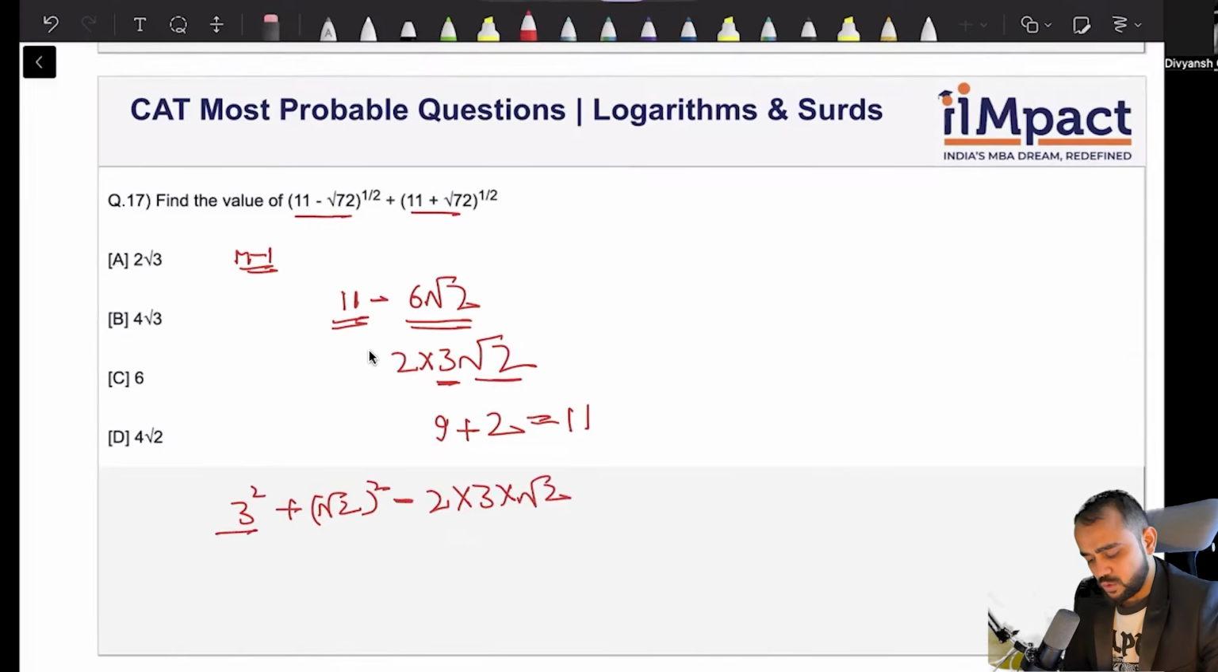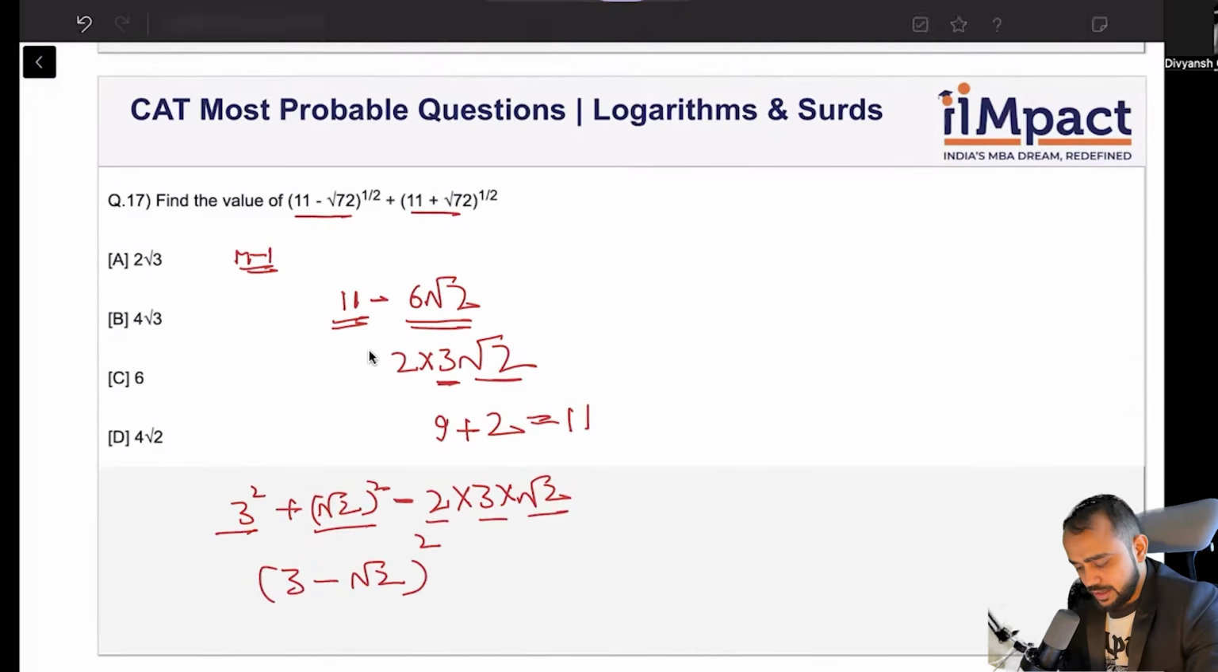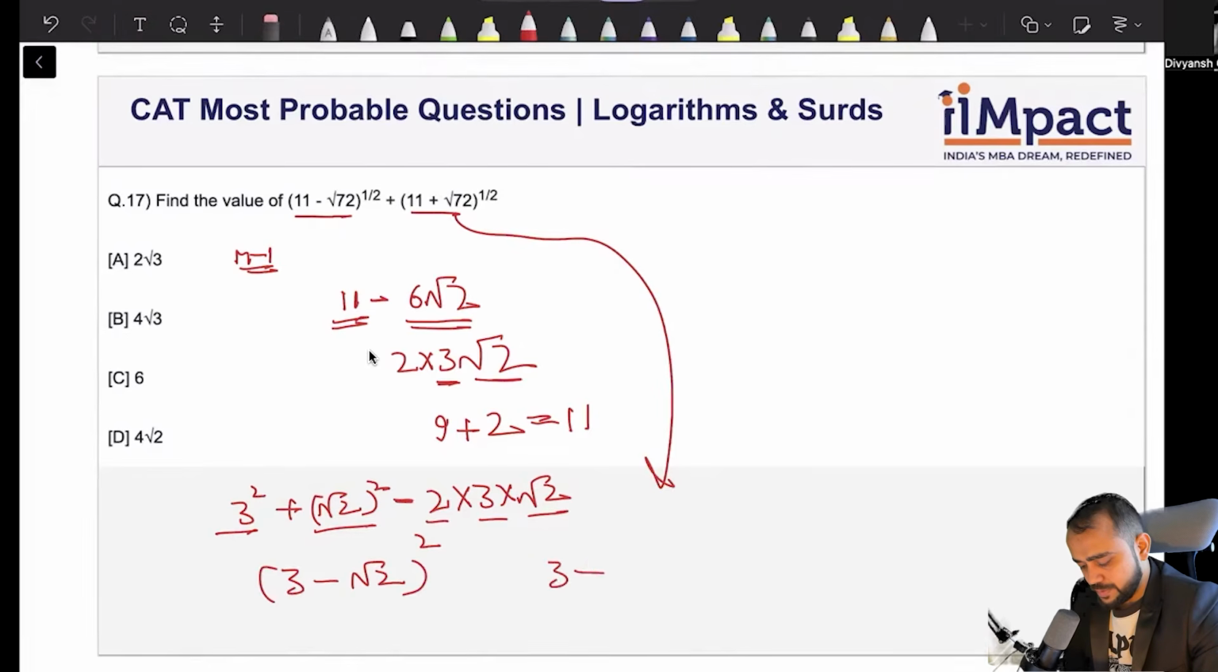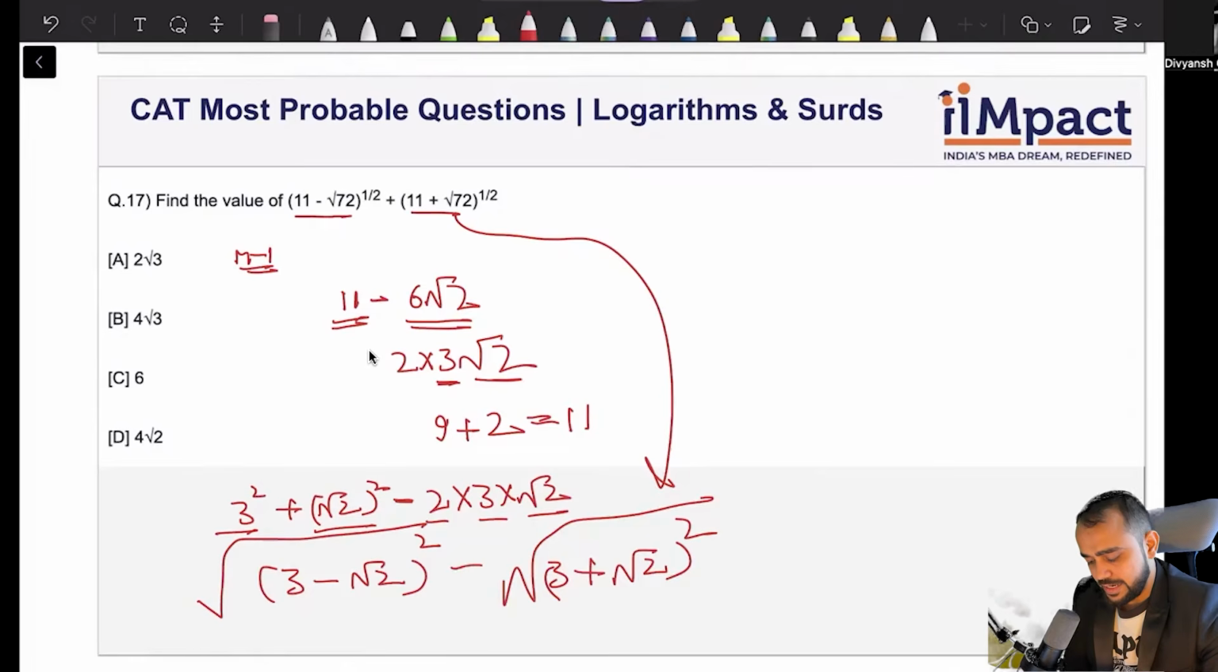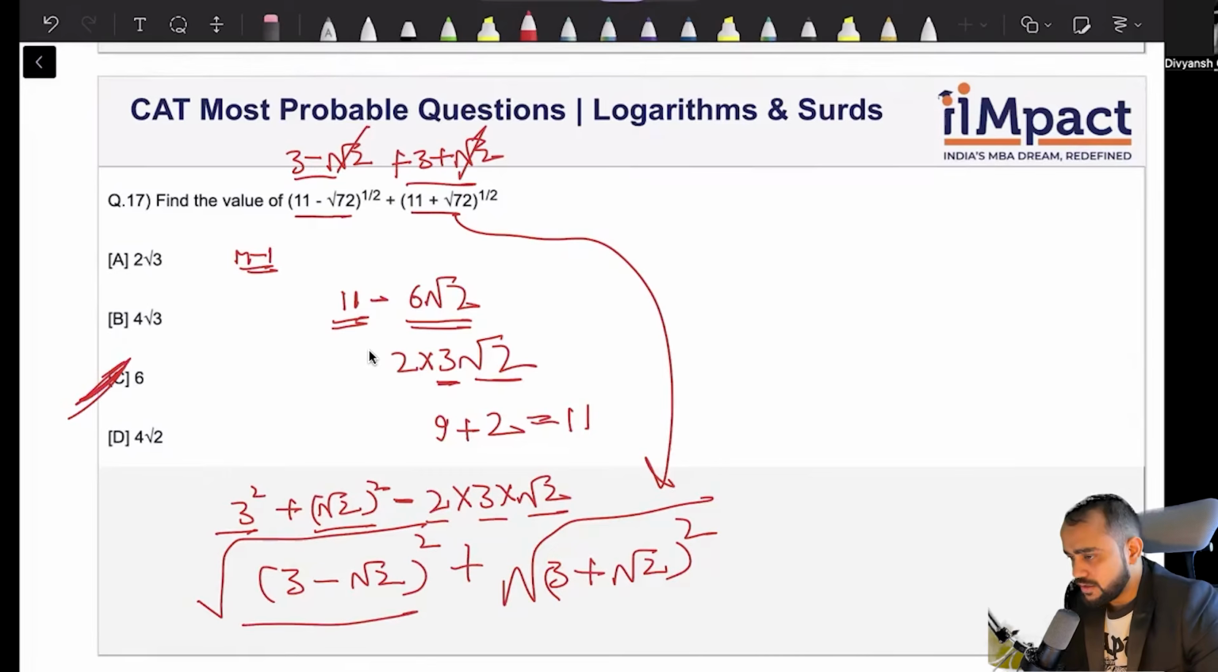What is this? A square plus b square minus 2ab, which means this is going to be 3 minus root 2 whole square. Similarly, the other one is going to be 3 plus root 2 whole square, and this entire thing is getting under rooted and getting added. So this will be 3 minus root 2, and this will be 3 plus root 2, which means root 2 cancel. 3 plus 3 is going to be 6. 6 is your answer here.